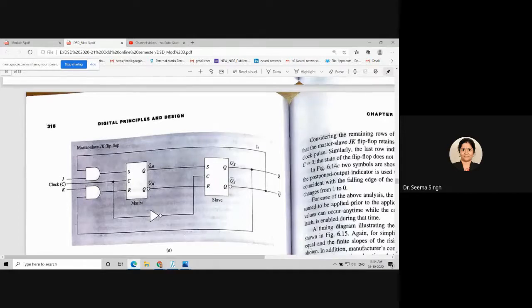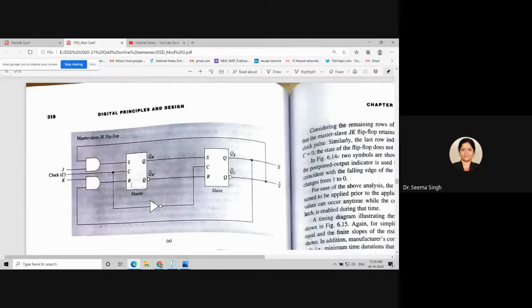So now what will happen? Let us understand the working of it. When you have a positive clock pulse, your first master JK flip-flop will toggle, correct? From Q, if it was 1, it will become 0. If it was 0, it will become 1. But this toggling will not reach the output. Why will it not reach the output? Because my slave flip-flop is still not activated. Clock is 1, so it will not activate.